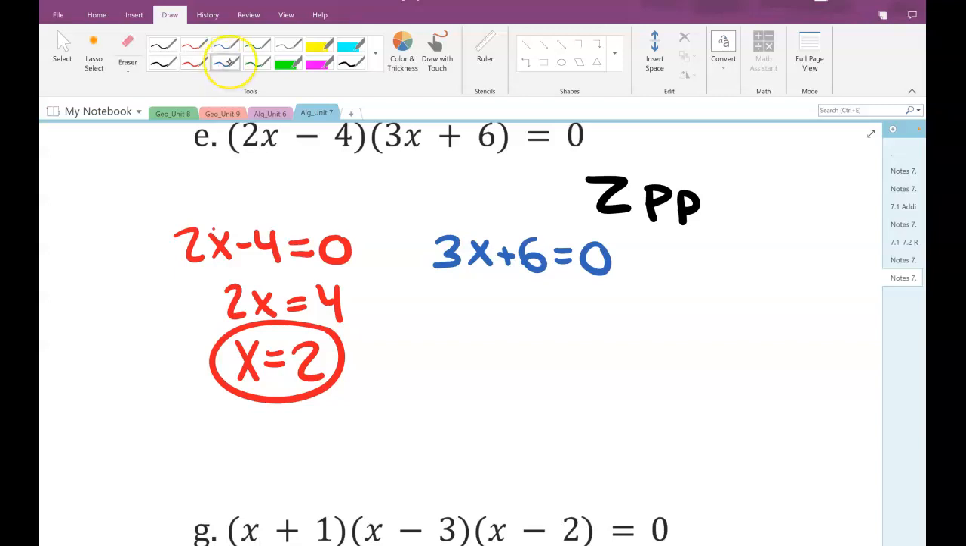So for our blue equation, we'll say 3x. We would have to subtract 6 from both sides. So 3x is equal to negative 6. And then divide each side by 3. So x is equal to a negative 2.